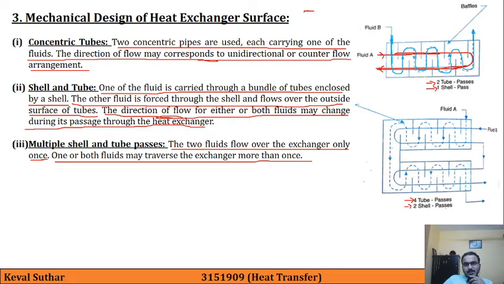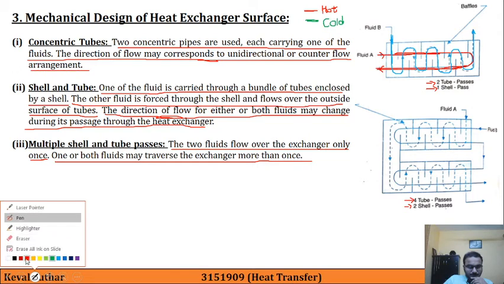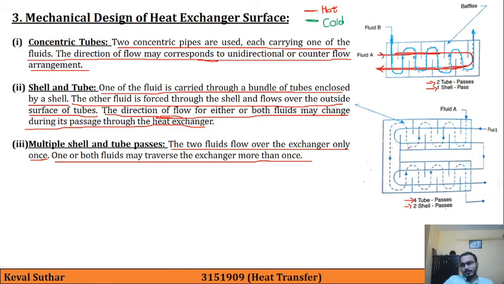There is one thing that I am going to do here. For convenience, I am modifying our sign convention here. The hot fluid will be shown as red and cold fluid will be shown with green. So this will be our better representation. Okay. So let's assume that the fluid B is hot here.